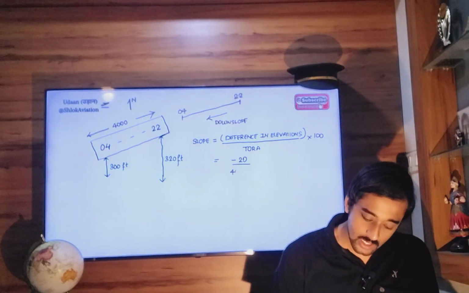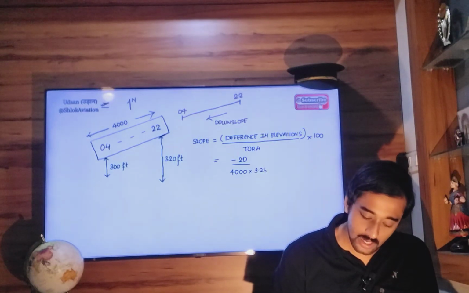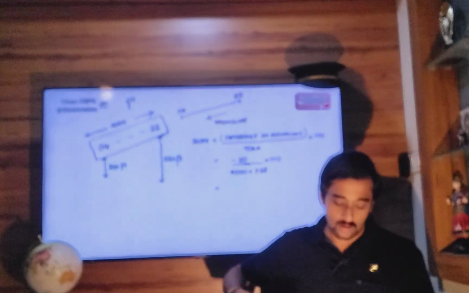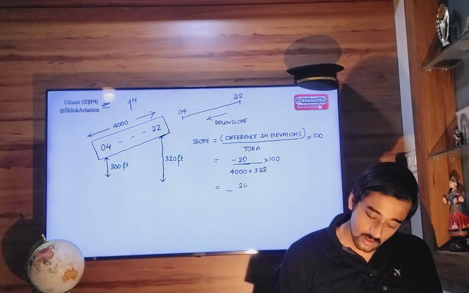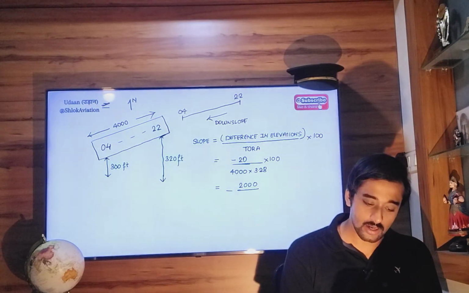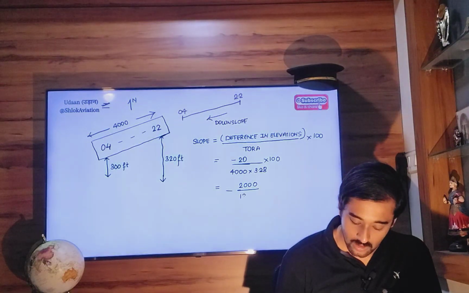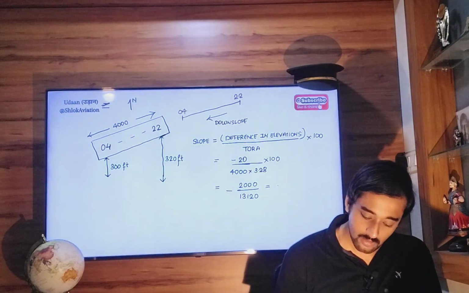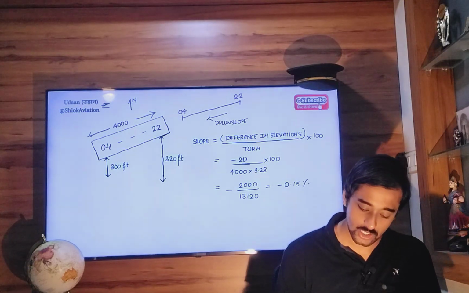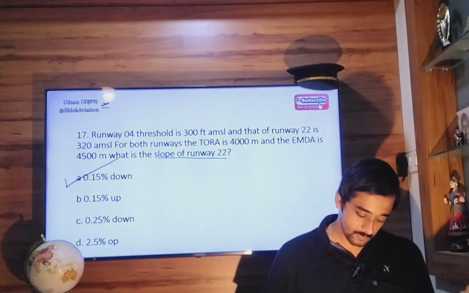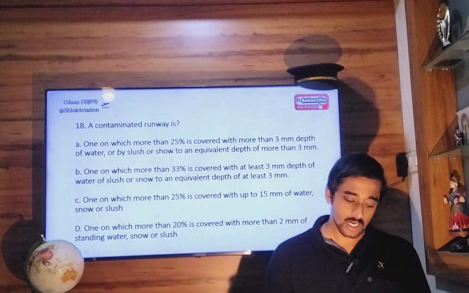Divided by 4000 meters, so 4000 multiplied by 3.28 feet, into 100. So minus 20 divided by 4000 into 3.28 is 13,120. So 20 divided by 13,120 is minus 0.15 percent. Okay, so the slope is 0.15 percent down. Next, question number 18. A contaminated runway.